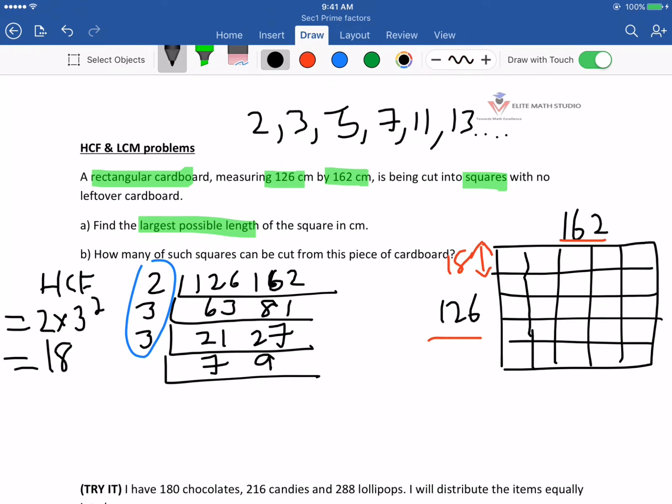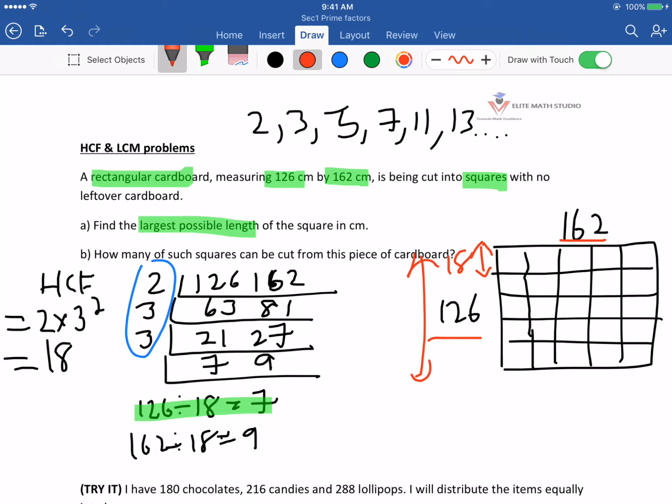We just take 126 divided by 18, which is equals to 7, and then take 162 divided by 18, which equals to 9. So why do you need to take 126 divided by 18? We are trying to find how many squares can you put along this breadth. And what's the purpose of taking 162 divided by 18 on the second step? It's to find how many squares can you put along this length.